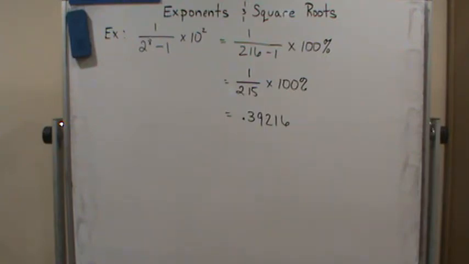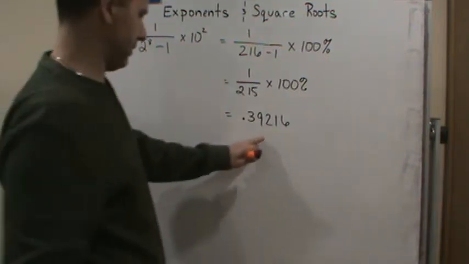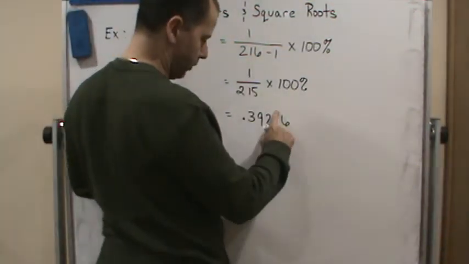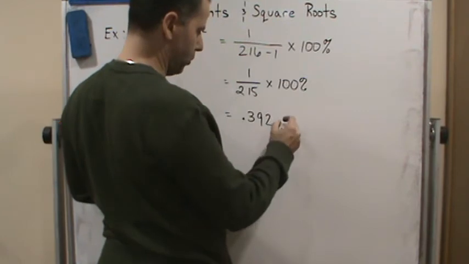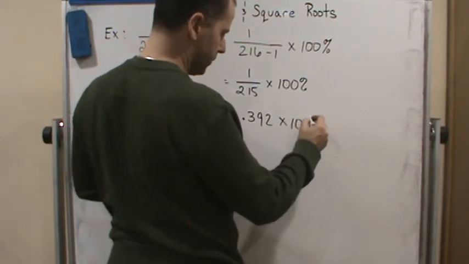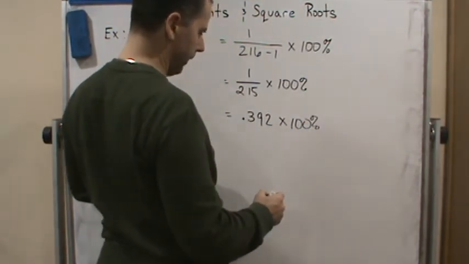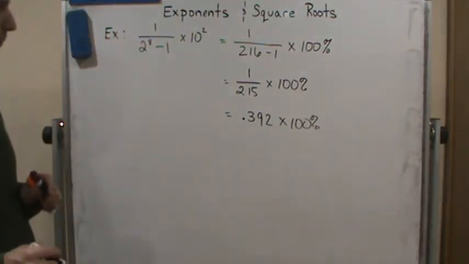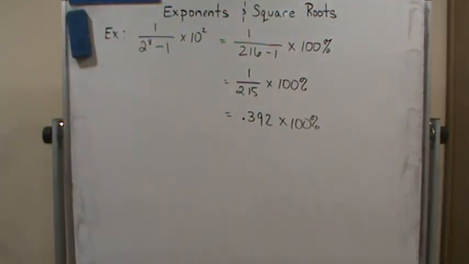And so now if we round to 3 decimal places, then what are we going to do? This is going to round to 0.392 times 100%. Or actually, no. I think that's already, oh, never mind. That's the final answer. I'm looking at the calculator.